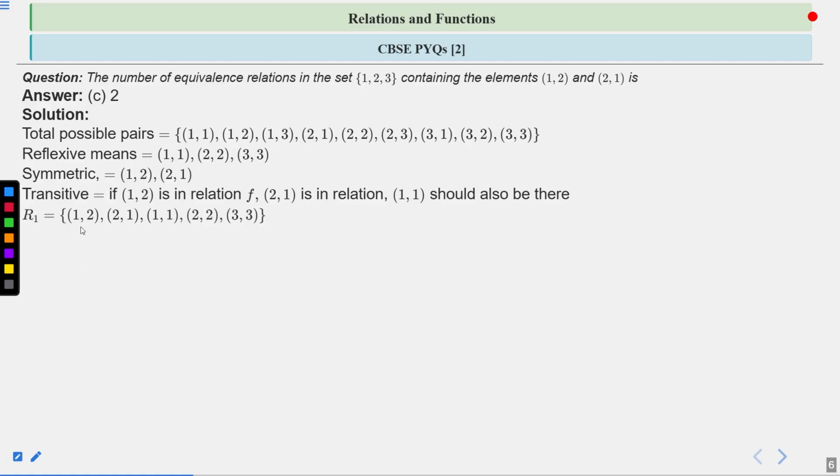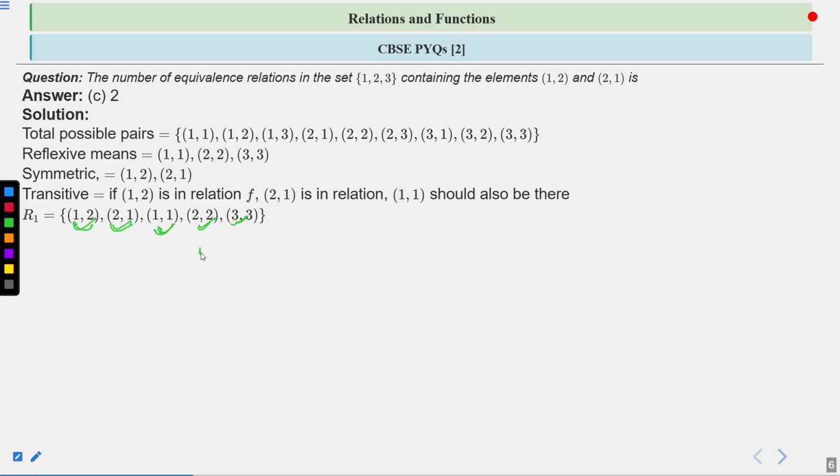So the relation R1 can be (1,2), (2,1), (1,1), (2,2), and (3,3). You can check that all the conditions of reflexivity, symmetricity, and transitivity are satisfied while making this relation R1, right? Clear? For reflexivity, (1,1) is lying, (2,2) is lying, (3,3) is lying here. Got it? For symmetricity, if (1,2) is lying, (2,1) is also lying. Now for transitivity, you can check that.